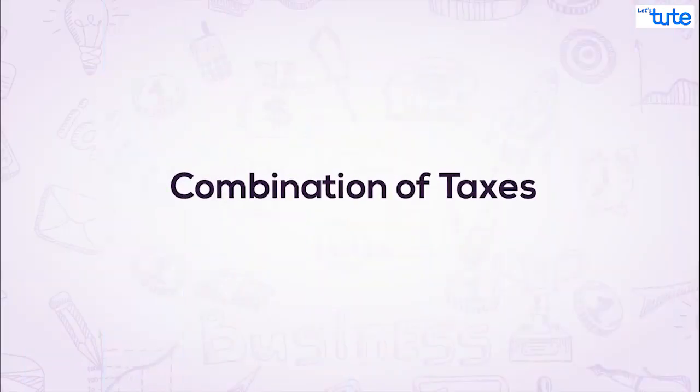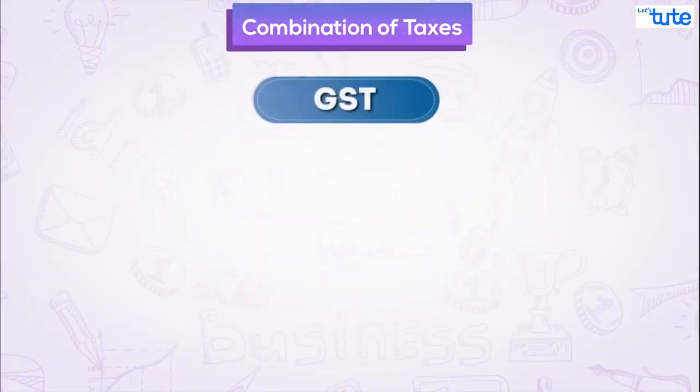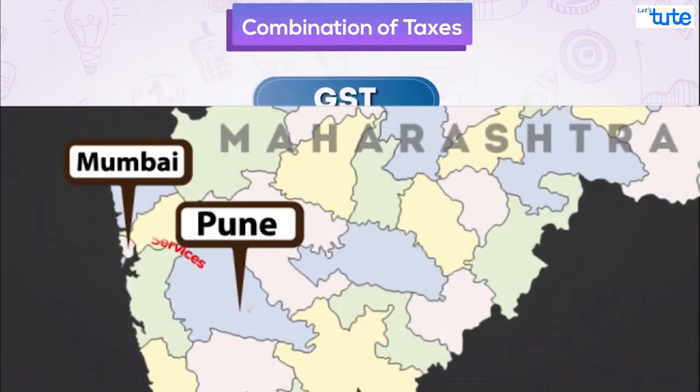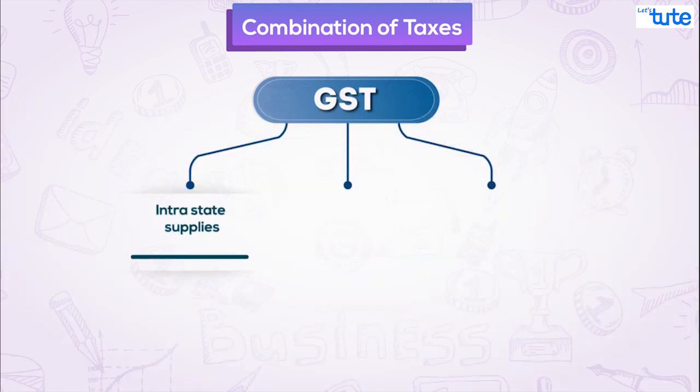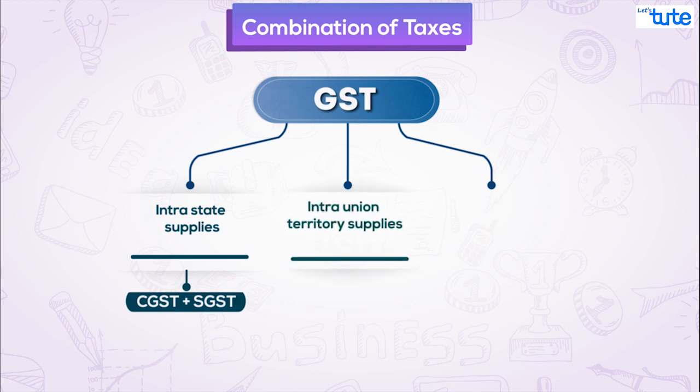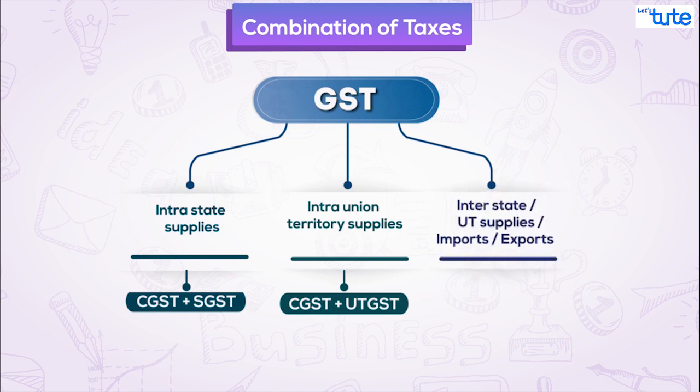So, summarizing the above classification, we come to this conclusion that there are 3 basic combinations of taxes applicable for any transaction. First is for supply of goods and services within the state, that is intrastate. The combination is CGST and SGST. Second is for supply of goods and services within a union territory, that is intra-union territory, except New Delhi and Puducherry. The combination is CGST plus UTGST.